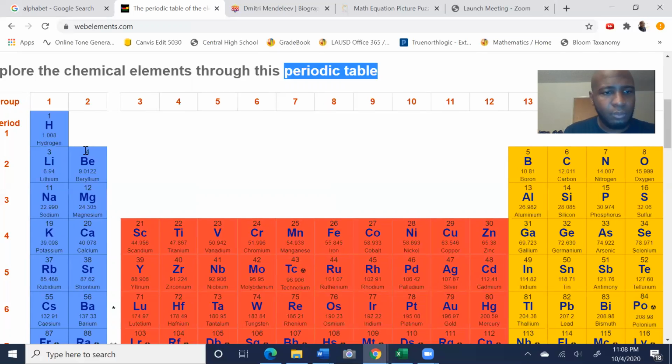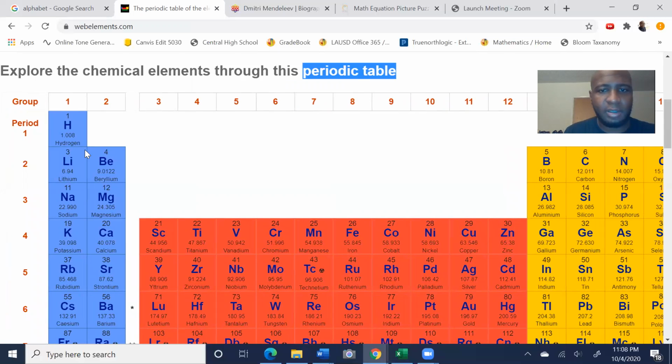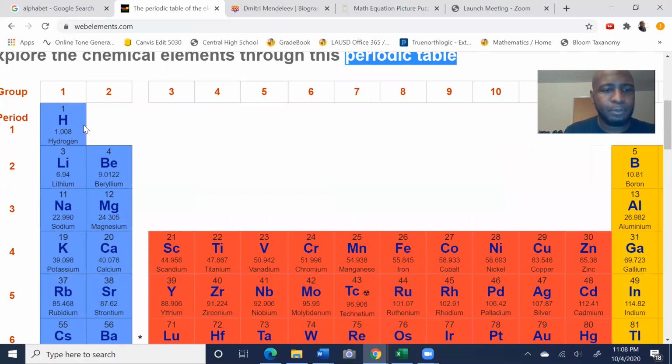So, one of the easiest ways to start to understand the periodic table is to look at an element and know what these little numbers mean. I'm going to avoid the ones with the decimals for now. Not a big deal. It's called the atomic mass. I'll get to why we have that. The most important thing I want you guys to know is the number on top of the element.